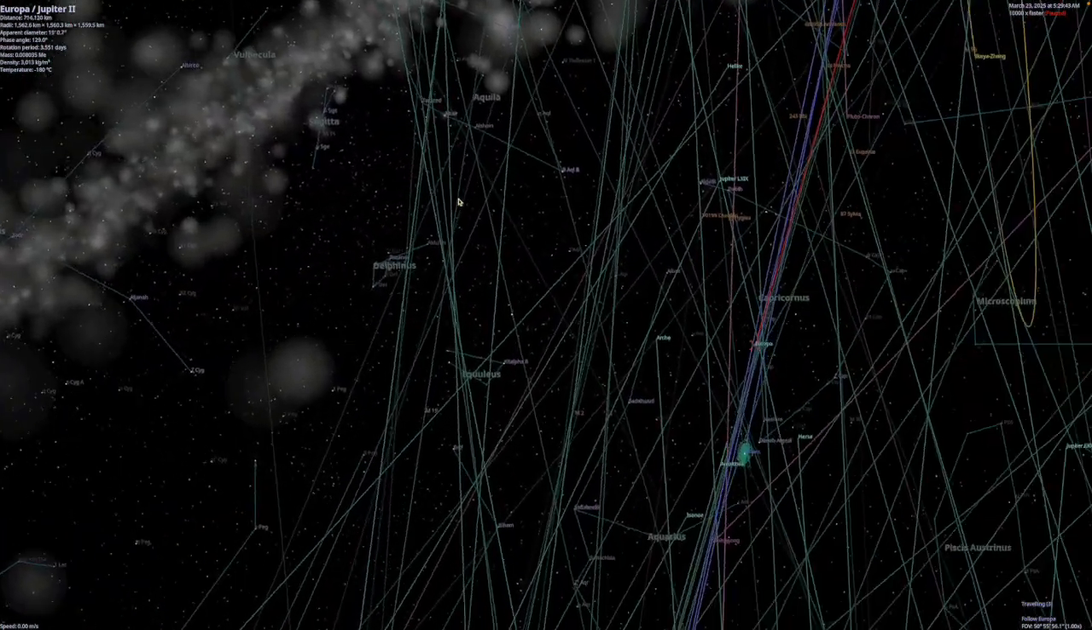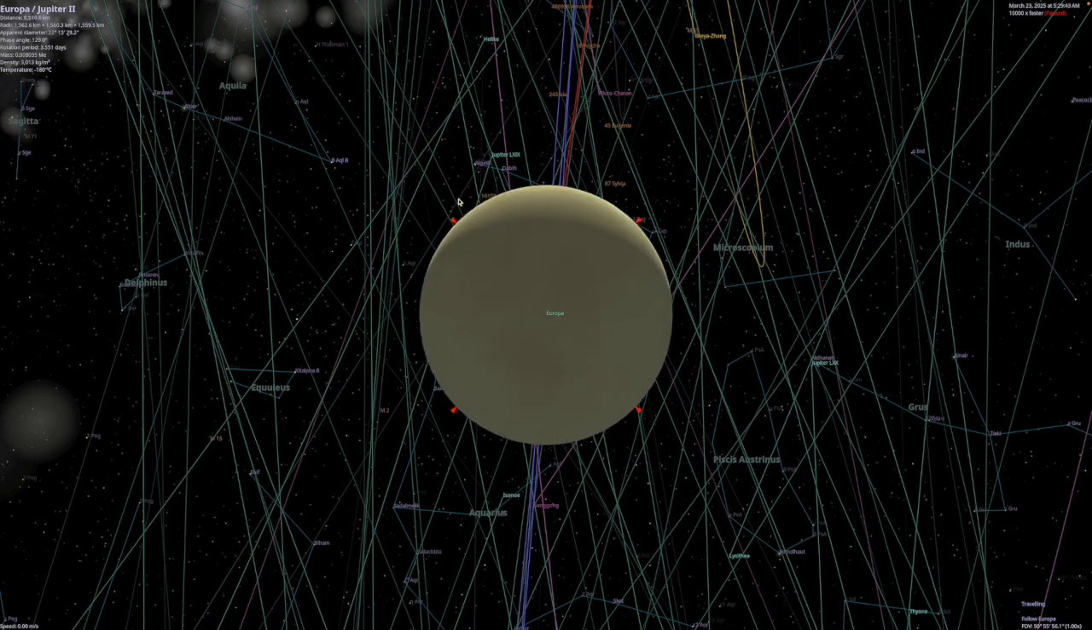This is the smallest one. It's smaller than the moon. Io is basically the same size as the moon. It's a little bigger though.